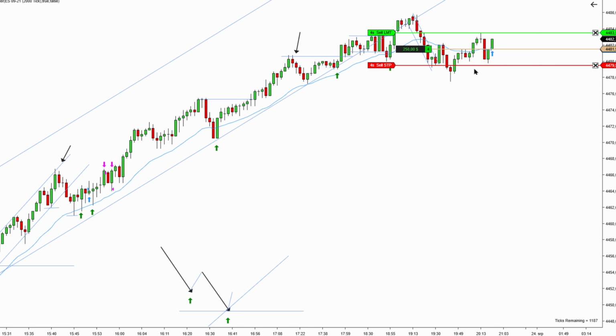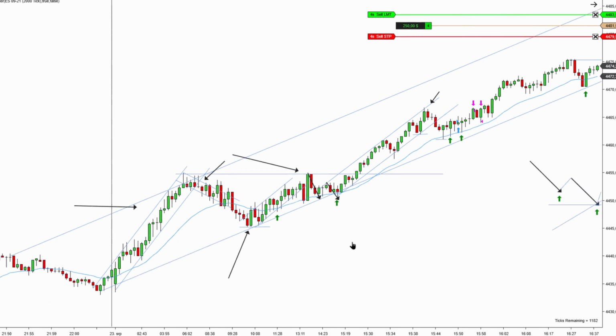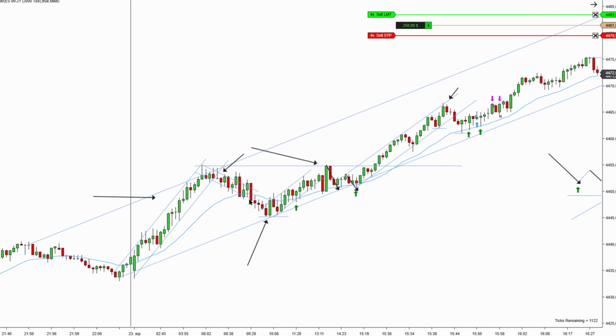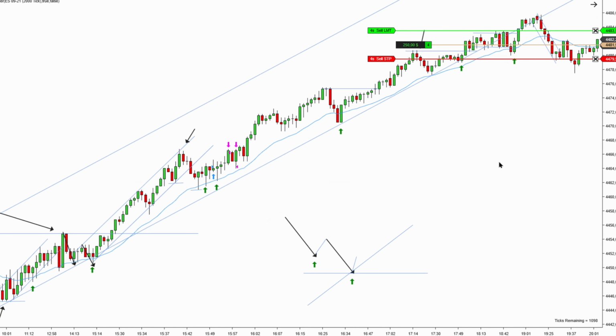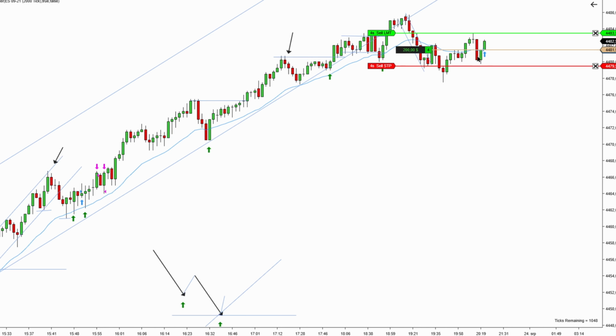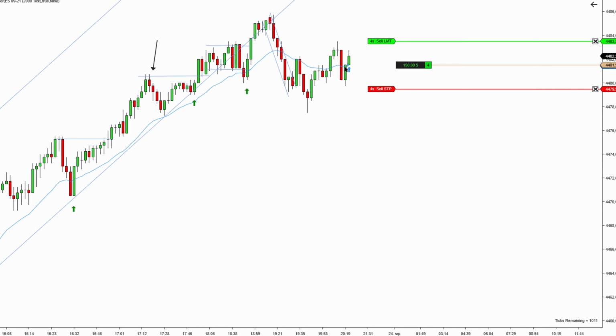But I really like this first entry short, second entry short. Very similar to this pattern right here. New low after the downtrend played out with the break and a new low. First entry short, second entry short. This one is much better because you're strongly above the EMA. Right here, we have a big bearish bar and we closed at the EMA.